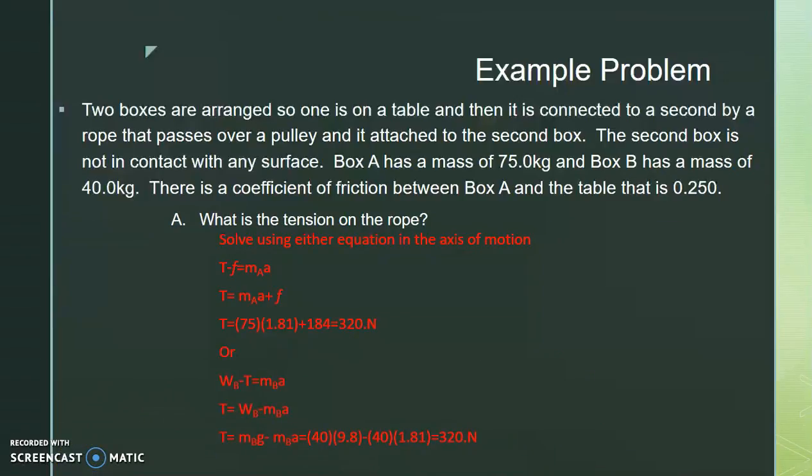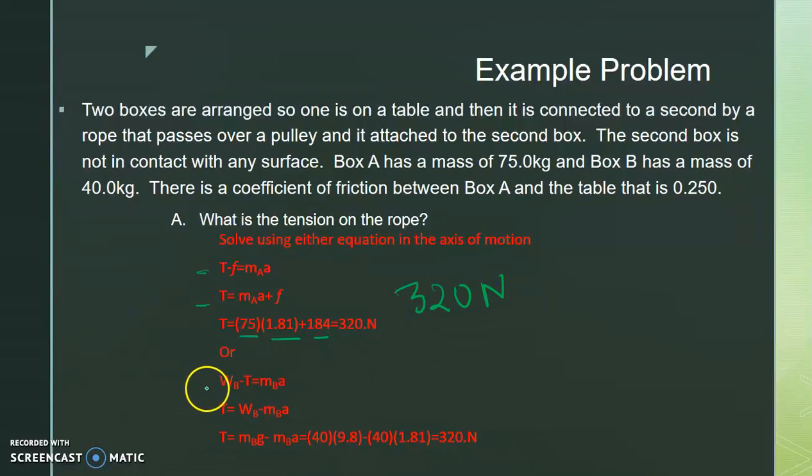Now it's going to ask us to solve for the tension of the rope. So we're going to solve using either equation in the axis of motion. So again, we know these formulas from the previous, and we're just going to plug in what we know. 75 times 1.81 plus 184. So these are all coming from the previous problems that we solved. And we're going to get 320 newtons.